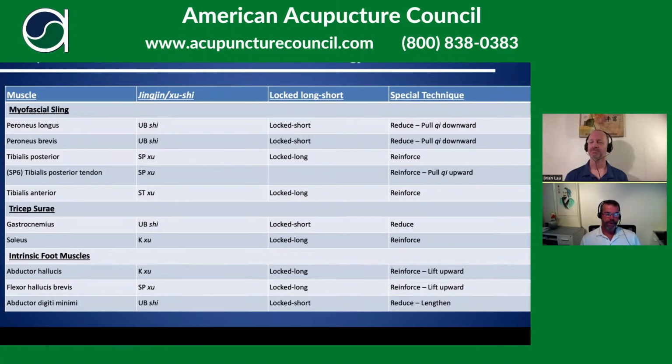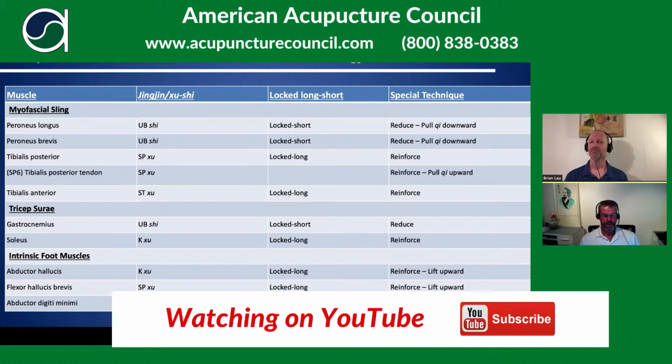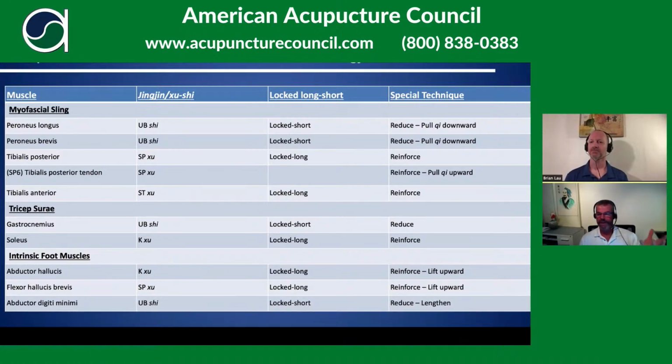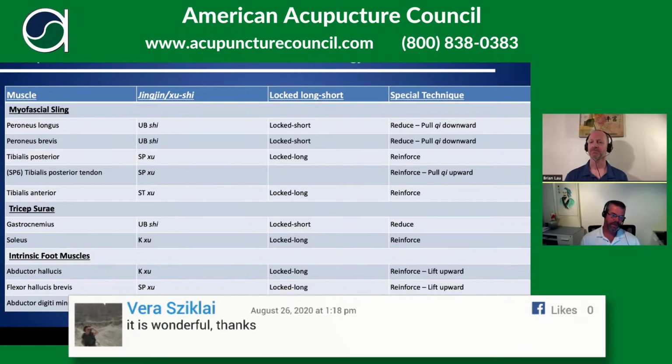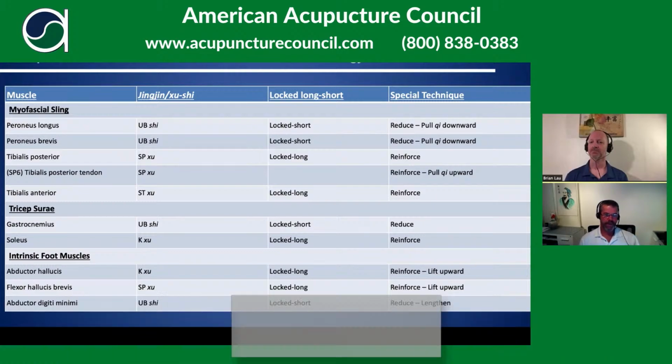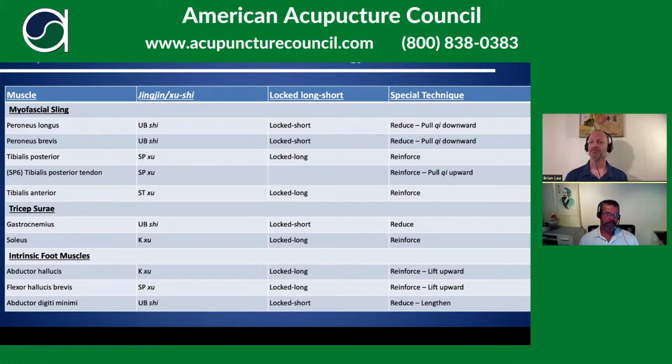So the peroneus longus and the peroneus brevis are going to be locked short. They're going to be excess. These muscles are going to be primary in treating this. So you want to reduce the excess so that the deficiency starts to come up, and we'll address the deficiency as well. But since we don't have a heck of a lot of time on this webinar, we are going to be showing you the peroneus longus and the peroneus brevis needle technique. We're also going to be showing you the abductor hallucis and flexor hallucis brevis needle technique as well. There's also an image, I believe, of the abductor digiti minimi that you can use.